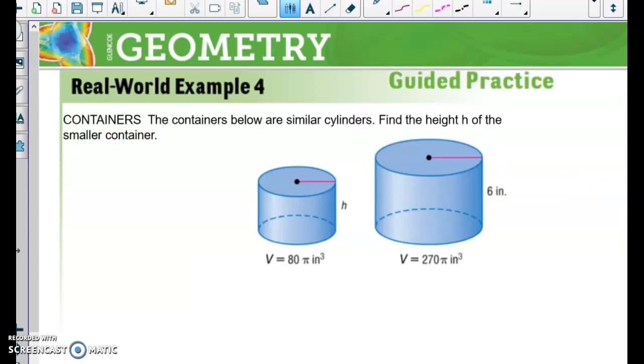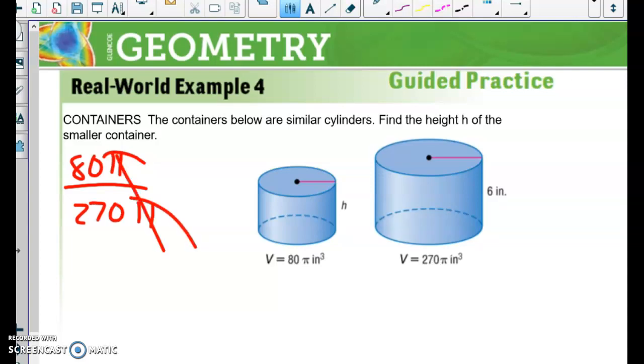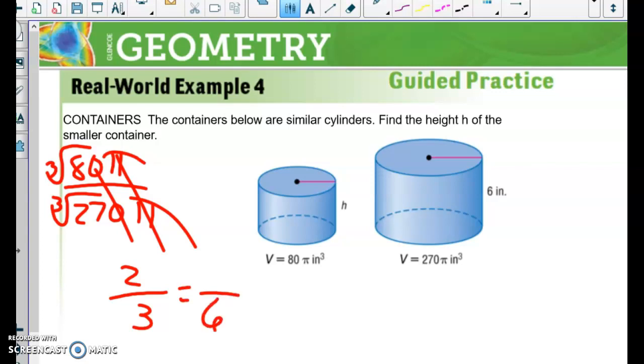Containers below are similar cylinders. Find the height of the, okay, so same thing, going from volume to a length. So my volume ratio, and I'm going to simplify the pi's out, simplify by dividing by 10. Then I'm going to cube root. Cube root of 8 is 2, cube root of 27 is 3. And so on this one, they give you the larger one's height, and we want to find the height of the smaller one. And cross products there tell me that I get 3h equals 12, so h is equal to 4 inches.